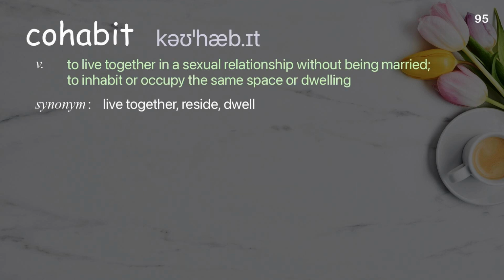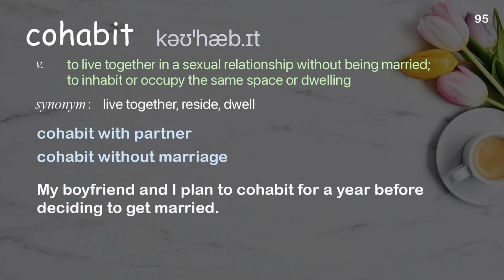Cohabit. To live together in a sexual relationship without being married, to inhabit or occupy the same space or dwelling. Examples: Cohabit with partner. Cohabit without marriage. My boyfriend and I plan to cohabit for a year before deciding to get married.